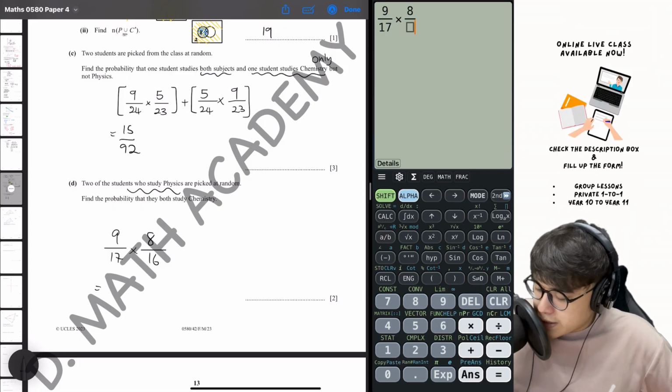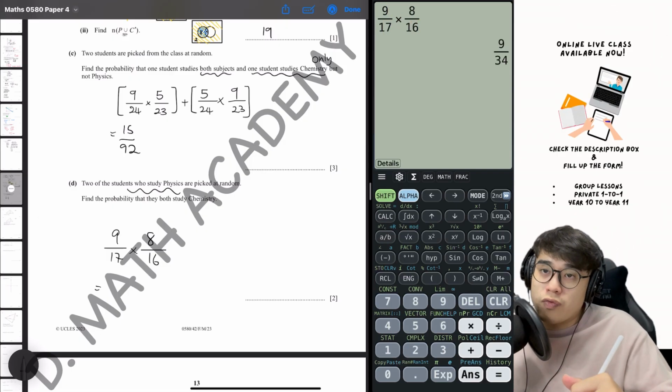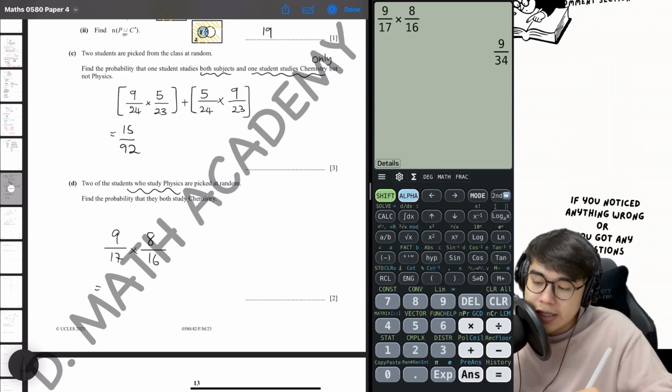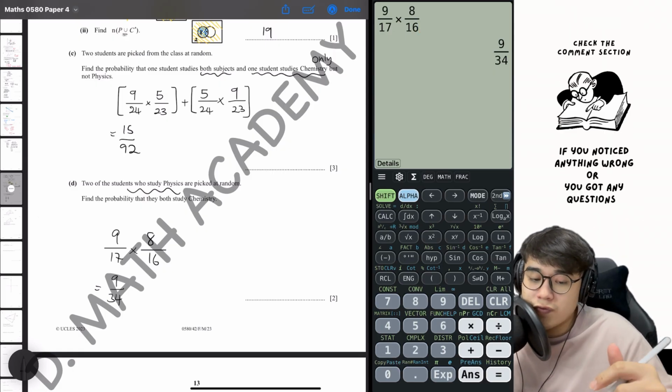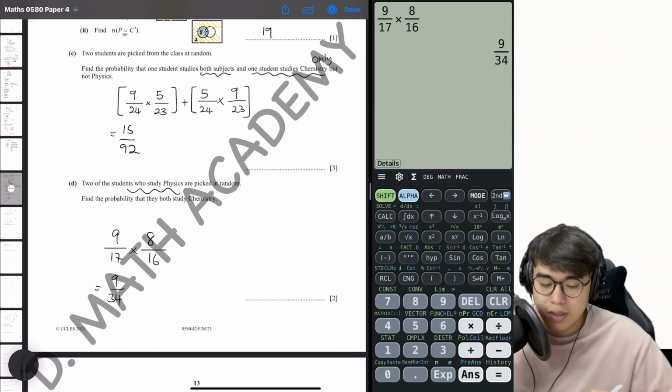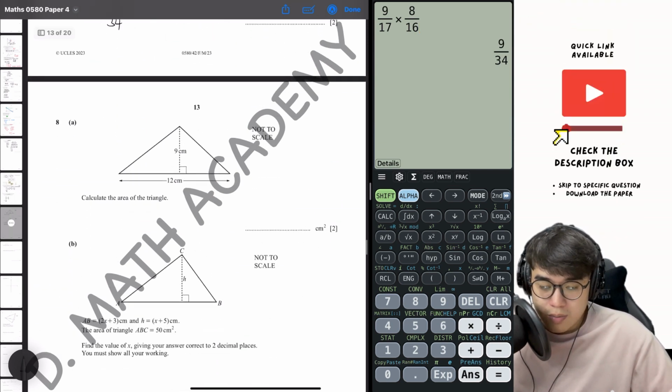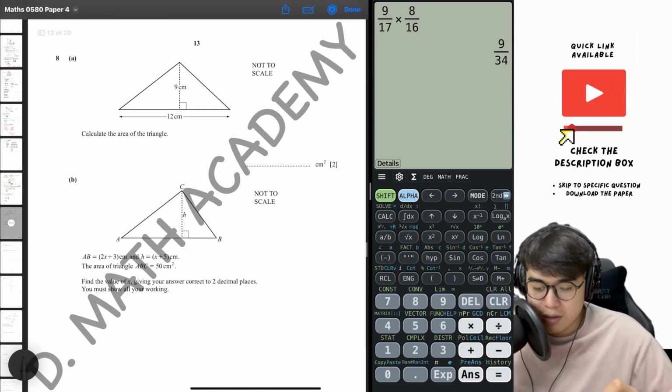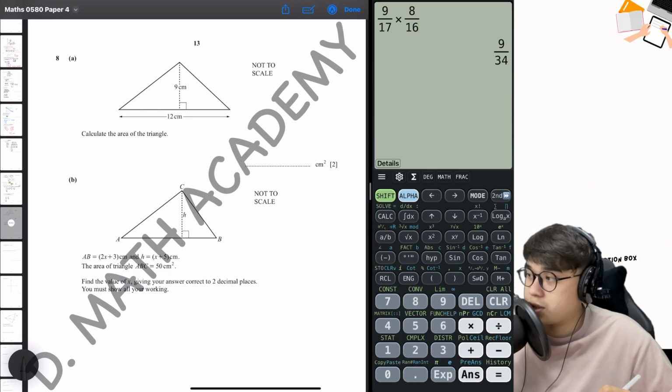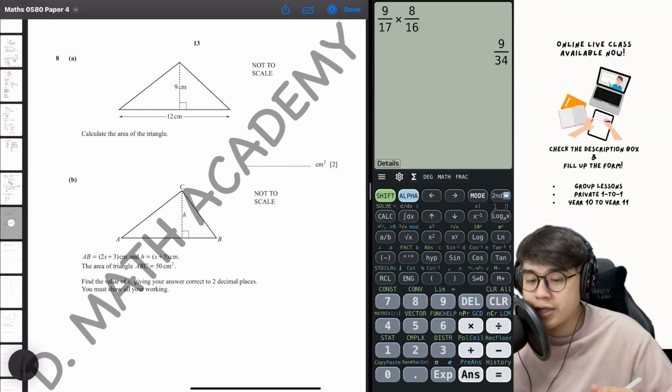Okay, 8, 16, you will get 9 over 34 as your final answer for D. Okay, moving on to question 8. Okay, almost done. Area of the triangle, base times height.